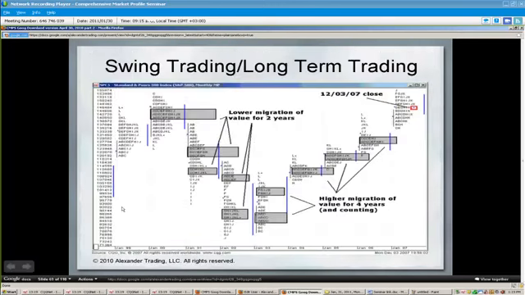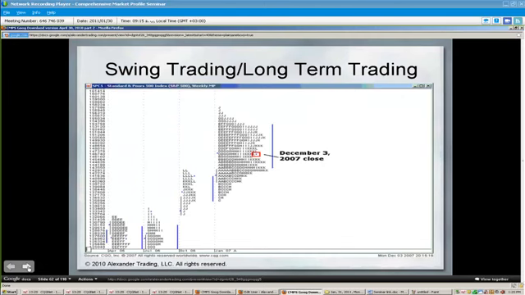Now, I'm going to go through this pretty quickly, but you apply the exact same concepts for swing trading that you do for short-term trading, intraday trading. You're looking for value and the migration of value. And the migration of value tells you the trend of the market. And it helps you to determine the phase of the market and where the highest probability trades lie.